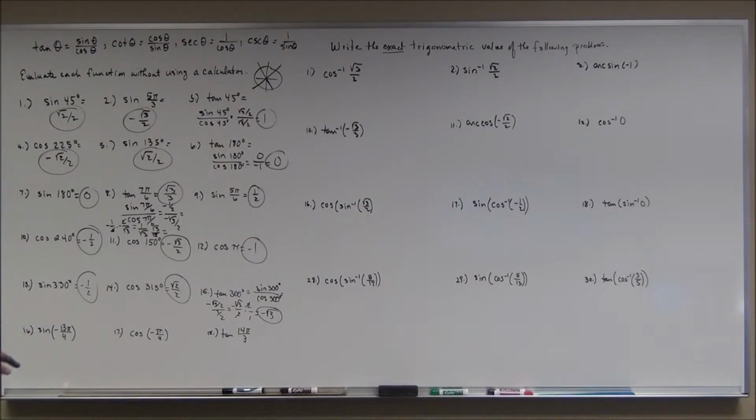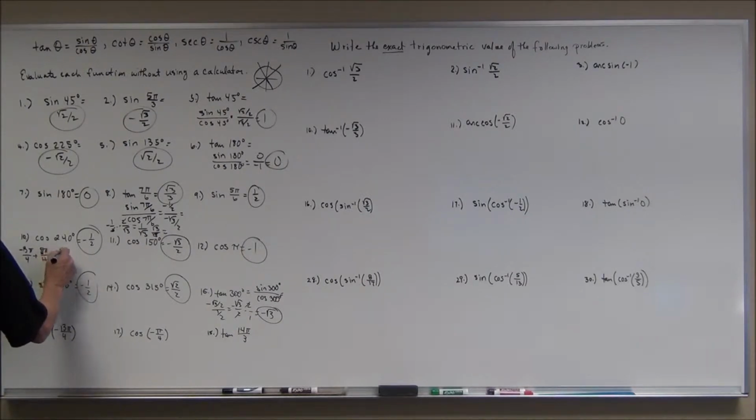I'm going to put some scratch work up here. I'm going to add 2 pi to negative 13 pi over 4. I know that doesn't look like much, but that's negative 13 pi over 4. If I add 2 pi, or 2 pi over 1, that's the same as multiplying top and bottom by 4, 8 pi over 4. So that gives me negative 5 pi over 4.